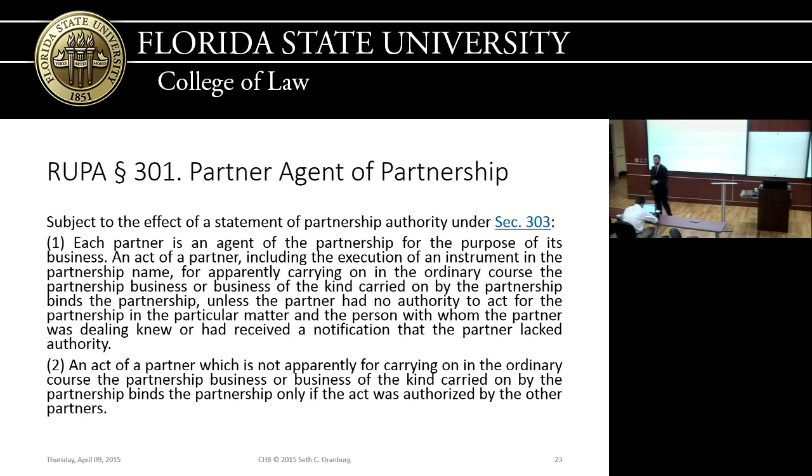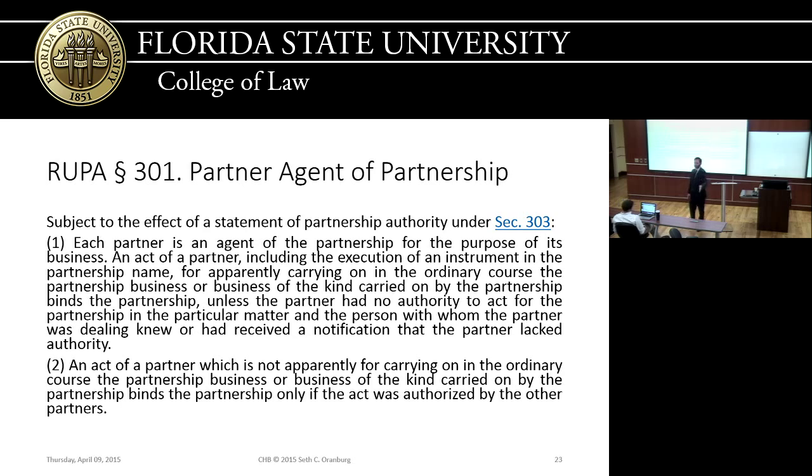You see a partner, you know that they're in a business, and they offer to sell you their truck. At that point, is it reasonable for you to assume that they can do that? That they can bind the partnership in the sale of that truck? Or what about a sale of the entire partnership? Can one partner sell the entire partnership? Usually not. So there's this gray area.